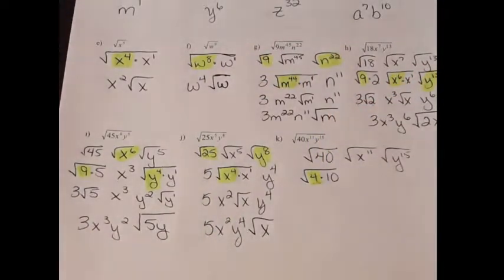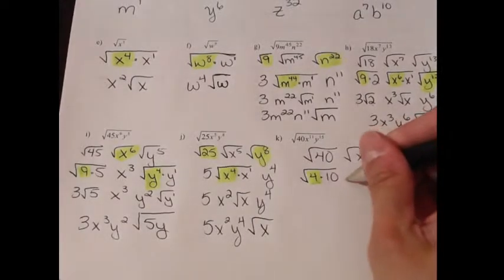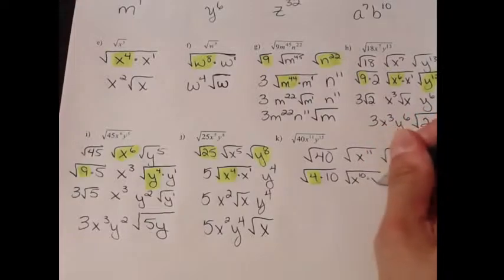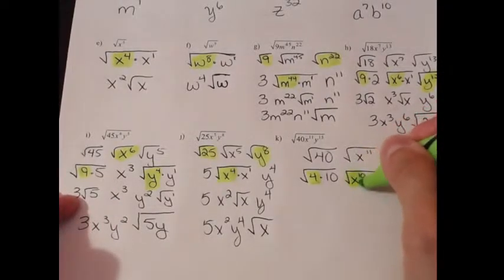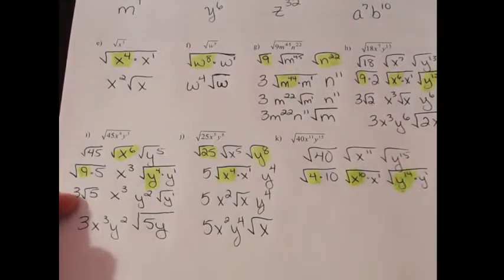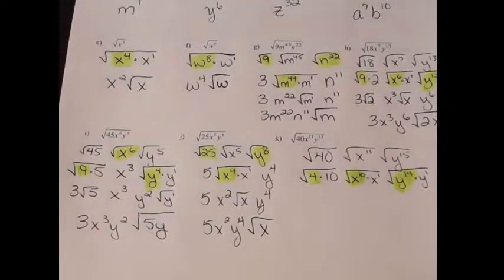This is why I like using the highlighter, because it forces me to look for that perfect square. X to the 11th breaks down into x to the 10th times x to the first. And then square root of y to the 15th breaks down into y to the 14th times y to the first. Cool. Let's highlight each of our perfect square factors. Beautiful. And now let's evaluate.